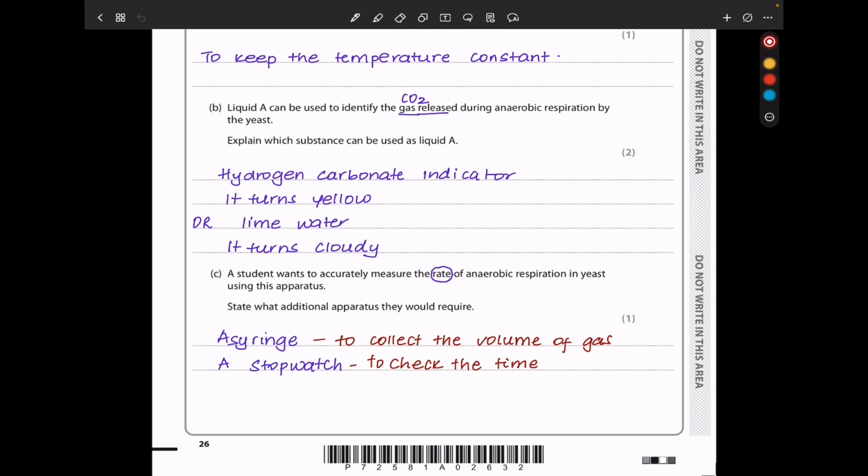And in part C, a student wants to accurately measure the rate of anaerobic respiration in yeast using this apparatus. State what additional apparatus they would require. Because the aim is to measure the rate, it means we need a change in something divided by time, so we will need a stopwatch to check the time. However, because CO2 is produced, we will need a way to collect the volume, so a syringe is going to be necessary to collect the volume of gas produced so that we can calculate the rate.